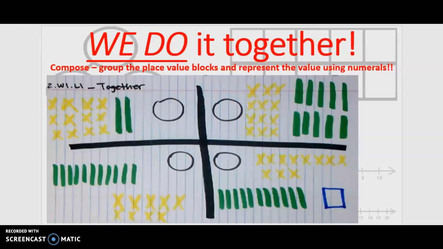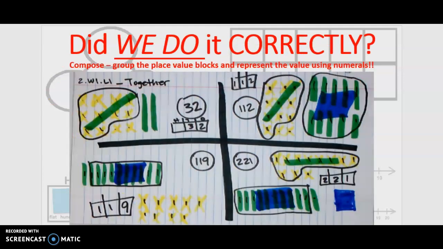Alright class, an extra activity you can do, I want you to copy this in your journal and then group them together according to place values and then write the numeral. Pause this video, do the work, and on the next slide I'll show the answers. Go for it. Alright, hopefully you got all the same answers that I did. Check your answers. Great job. Now let's go ahead and see what else we have to do today.